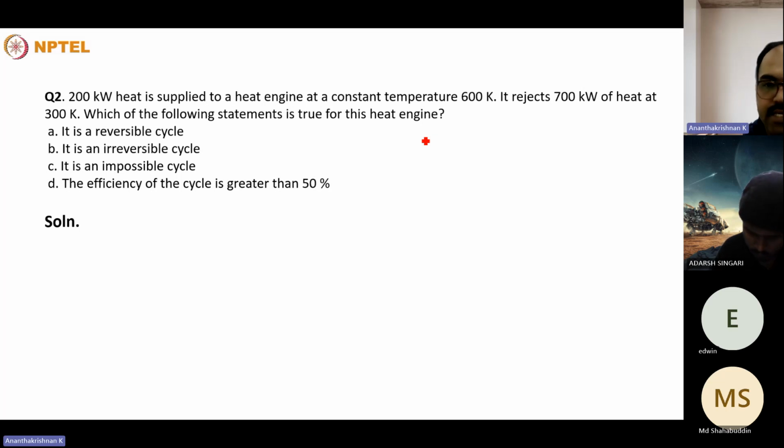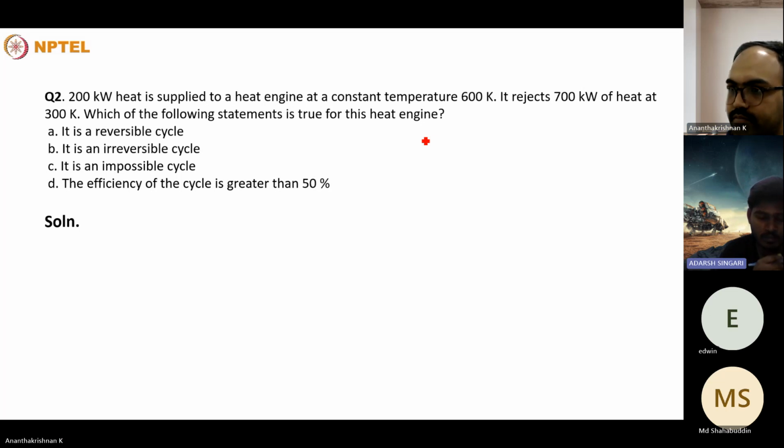Okay, the question says you have got 200 kilowatt heat supplied to the heat engine at a constant temperature source of 600 Kelvin. It rejects 700 kilowatt of heat at 300 Kelvin. Which of the following statements is true for this heat engine? It is a reversible cycle, an irreversible cycle, an impossible cycle, or the efficiency of the cycle is greater than 50%. The impossible. Yeah, right. How did you arrive at this solution? Efficiency equals heat supplied minus heat rejected, divided by heat supplied. Then it comes out to minus 2.5.